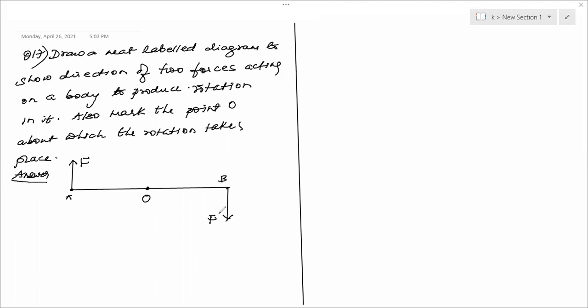They are opposite, but both of them will bring out the same movement of force. Both will bring a clockwise movement of force. So naturally, this body will rotate about this point. Got it? Okay, I hope people understood the diagram. Now I go to the next question.